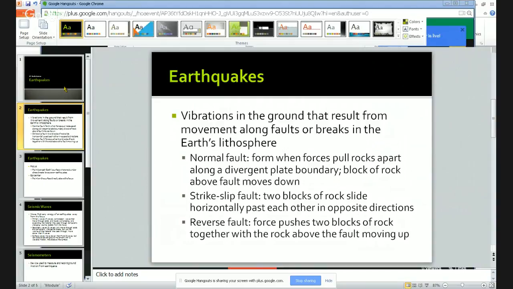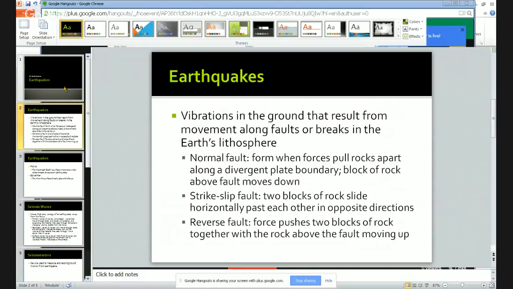So, earthquakes. Those are vibrations in the ground that result from movements along faults or breaks in the Earth's lithosphere. So hopefully you've got something along those lines.